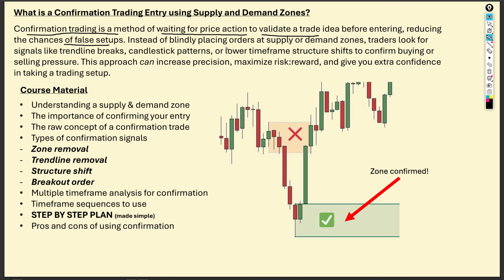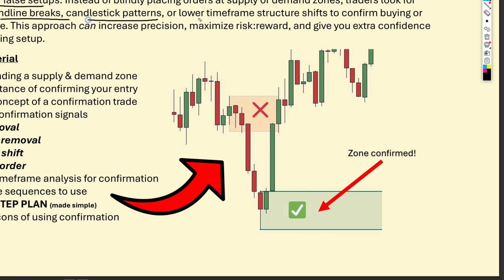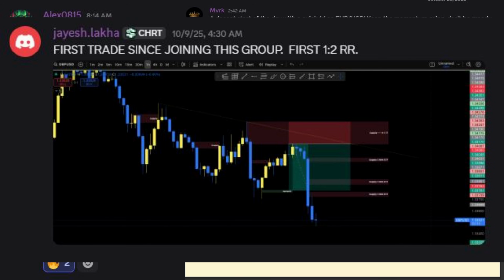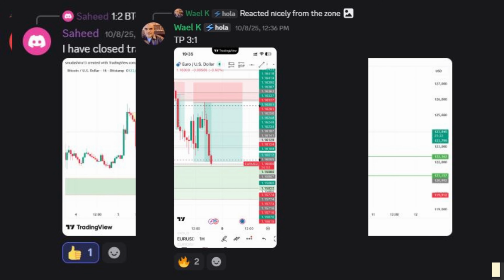Instead of blindly placing orders at supply and demand zones, we look for strong signals like trendline breaks, candlestick patterns, and much more. This is the strategy myself and many of the members have been using for many years now to trade profitably in the financial markets.